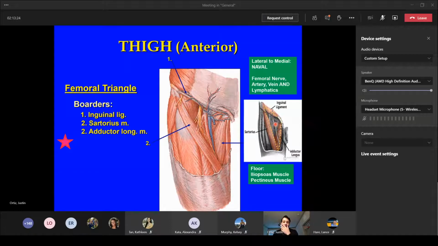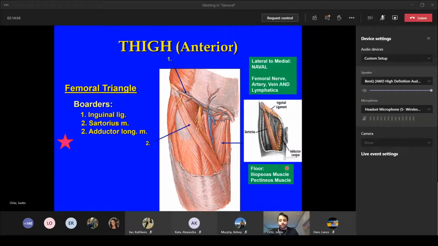So I would remember these borders, which would be located right here. This would be the femoral triangle. Superior is going to be the inguinal ligament, which is located right here. Lateral is going to be the sartorius, and then medial is going to be the adductor longus, right? I put this green little note here to help you remember, because he's going to talk about the floor later on. I don't know why he didn't put it on one slide, but I wanted to put it on this slide as well to help you remember that the floor of the femoral triangle is the iliopsoas as well as the pectineus.